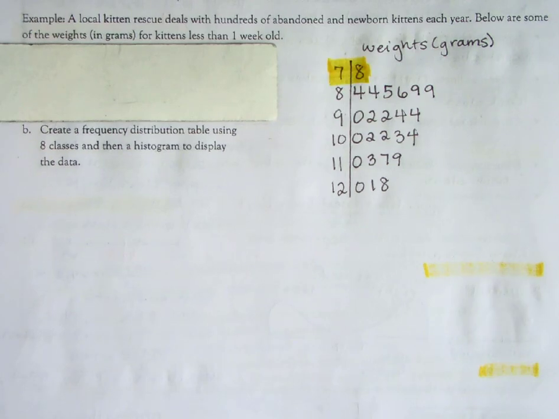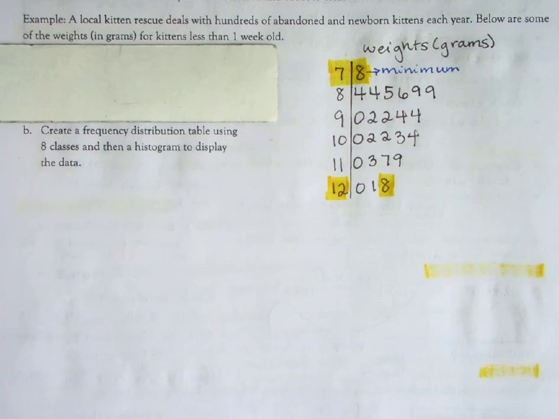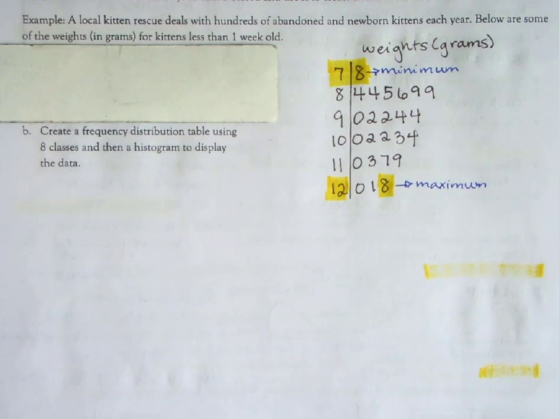The first value represented here on the stem and leaf plot represents 78. This is also the minimum value. The number 128 is represented with the digit of 8 here in the stem and leaf plot. This now represents the maximum value. We can use this to find our class width.